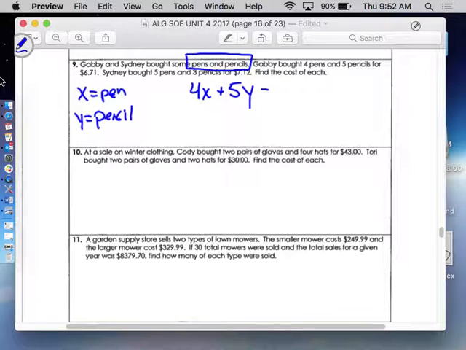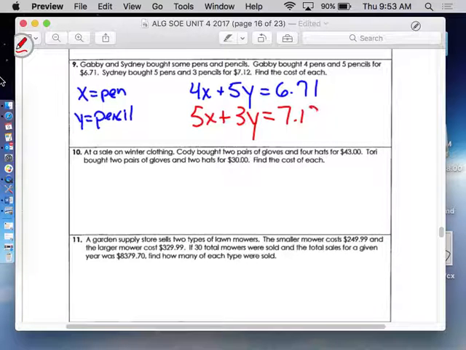And the amount of money spent, $6.71. Then the other person purchased 5 pens and 3 pencils. So that's the algebraic translation for that, and the cost was, and I've written on top of my number, 712, setting that equal to 7.12. This now becomes my system for solving. I would use elimination with this system. I would not try to use substitution with this. Let's look at number 11 since it's on the screen.